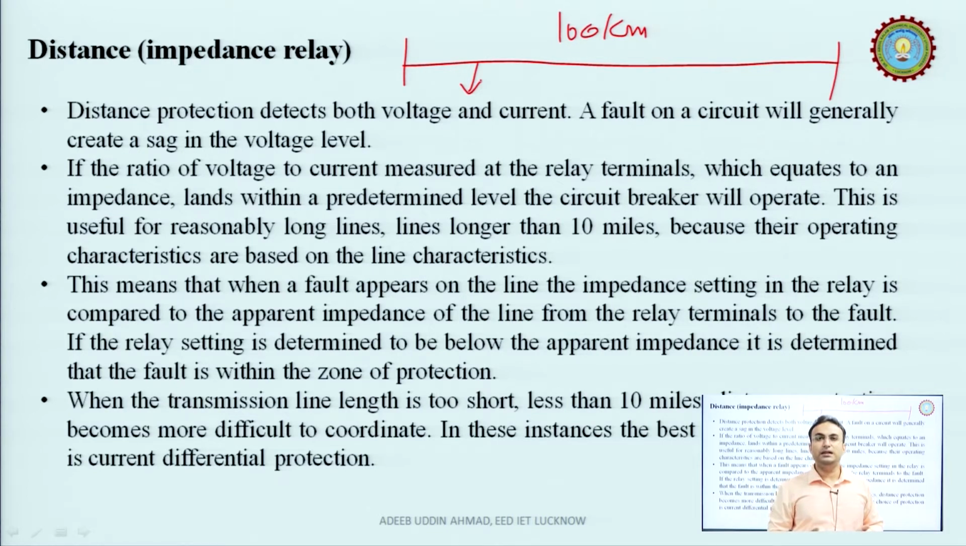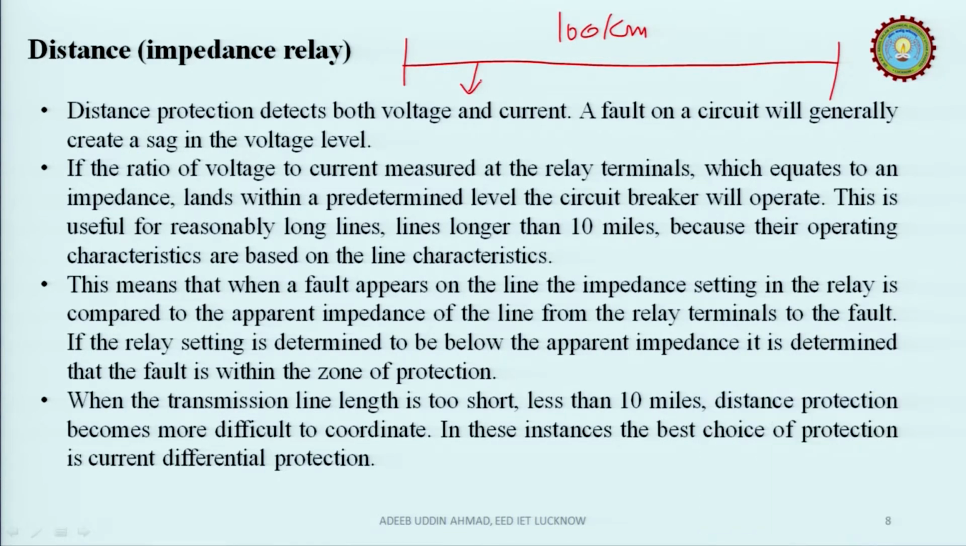This impedance protection is useful for reasonably long lines, because long line protection has complex procedures, and we do not want to waste our time checking the whole line. This is useful for reasonably long lines, longer than 10 miles, because their operating characteristics are based on the line characteristics.